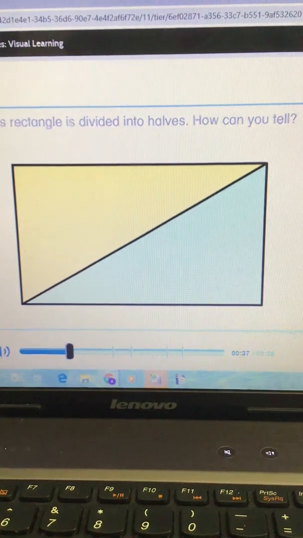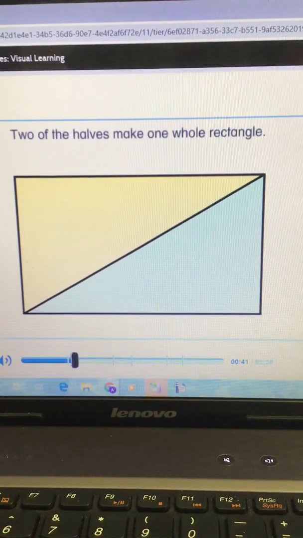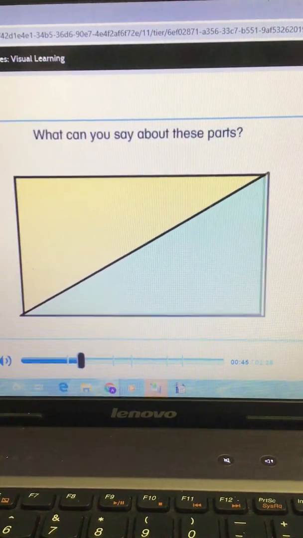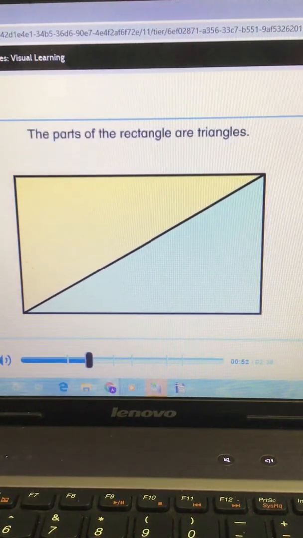There is a line dividing the rectangle into separate parts. 2 of the halves make one whole rectangle. What can you say about these parts? The 2 parts of the rectangle are equal parts of the whole. The parts of the rectangle are triangles.